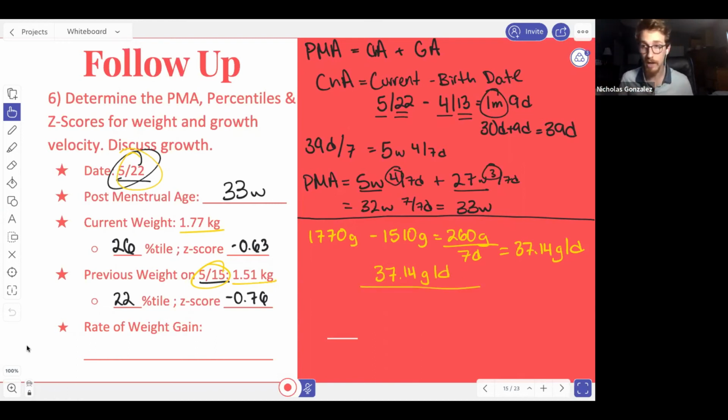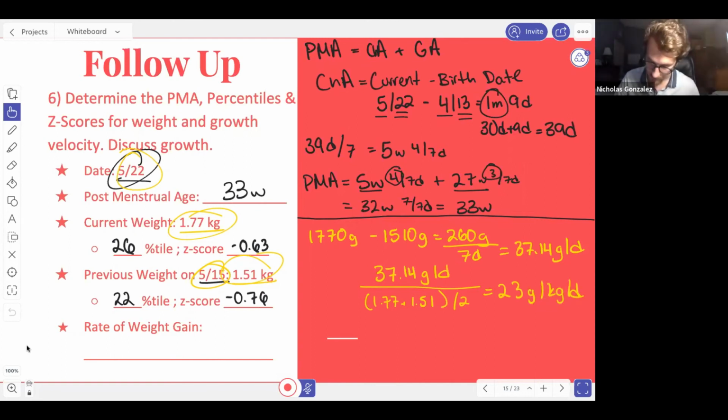And of course, to do that, we add up the weights and divide it by 2 in kilograms. So we have the 1.77 plus 1.51 divided by 2, and that's going to give us approximately 23 grams per kilogram per day. And that's the rate of weight gain for this infant.